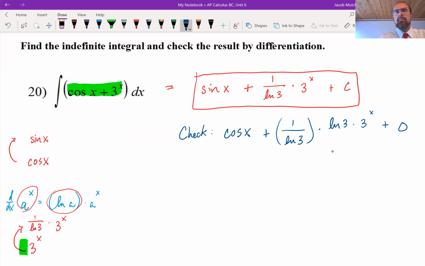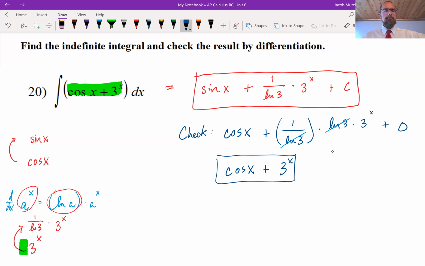So here you can see why we need this 1 over natural log of 3. It's there to cancel with the natural log of 3 that we get if we differentiate. So ultimately what we've got here is cosine of x plus 3 to the power of x. And that matches exactly with our original integrand.